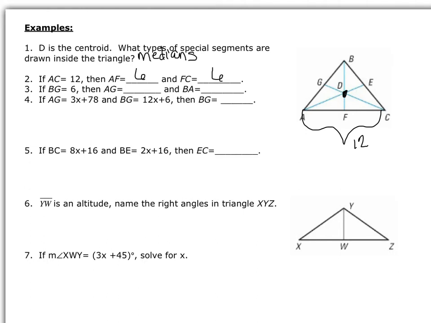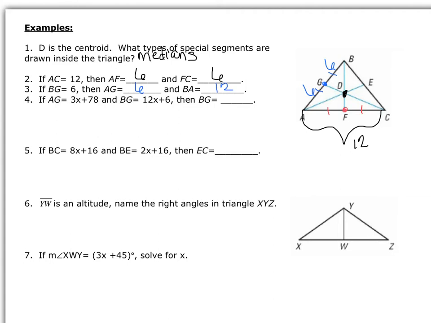The reason I know that is because a median connects midpoints. So that makes F the midpoint. What about if BG is 6? Well, if BG is 6, then AG is also going to be 6 because of the same reason. G is a midpoint. So then BA, the whole thing, would be 12.